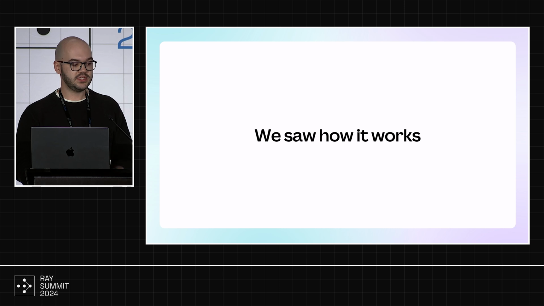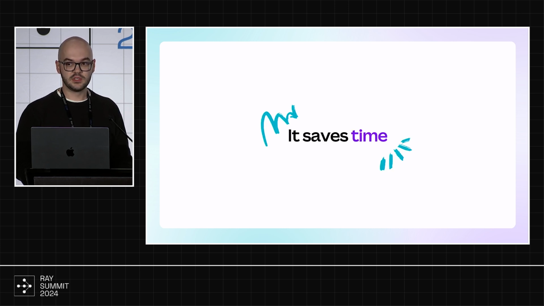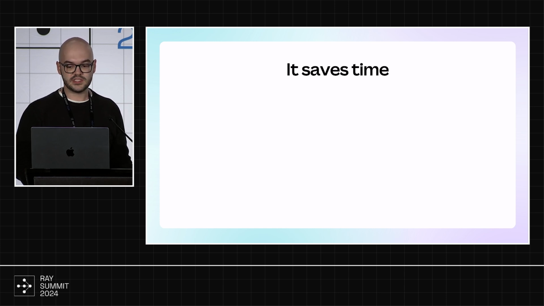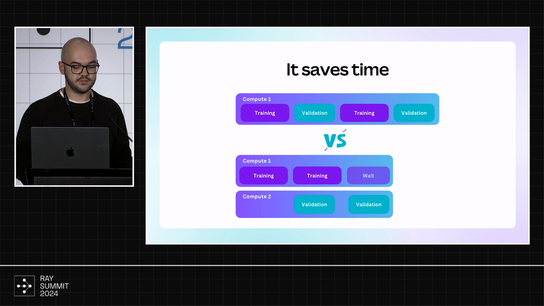So we looked at how this all works, but why would you switch to out-of-band validation? So first up, it saves time, which means a faster dev loop for our users. And the way it saves time, as you saw, is in the original setup, you run training and validation one after each other, while in the out-of-band validation, you're able to parallelize some of those tasks. And that's the time you save.